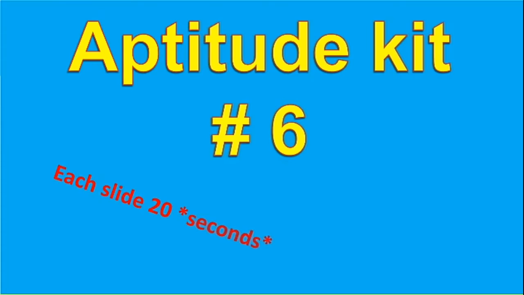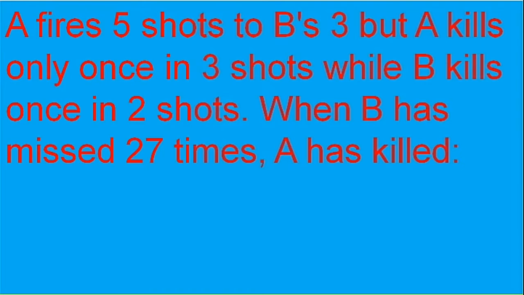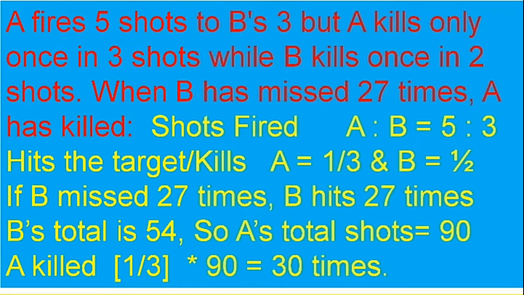First question: A fires 5 shots to B's 3, but A kills only once in 3 shots, while B kills once in 2 shots. When B has missed 27 times, A has killed how many? This question has been purposely given to confuse you, but we can take it as a ratio. As I said, if you are strong in ratio, you can do many things.